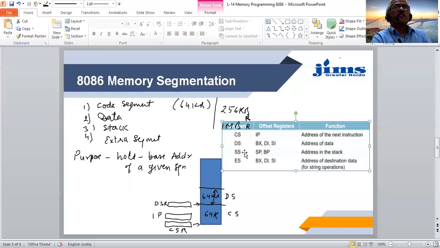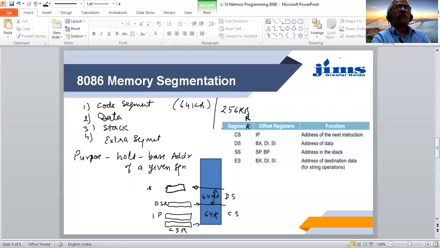Likewise, the third is the stack segment. In the case of the stack segment, the base address of the stack is also stored into a register, which we name the stack segment register. And finally we have another segment called the extra segment, whose address is stored into the register called the extra segment register.